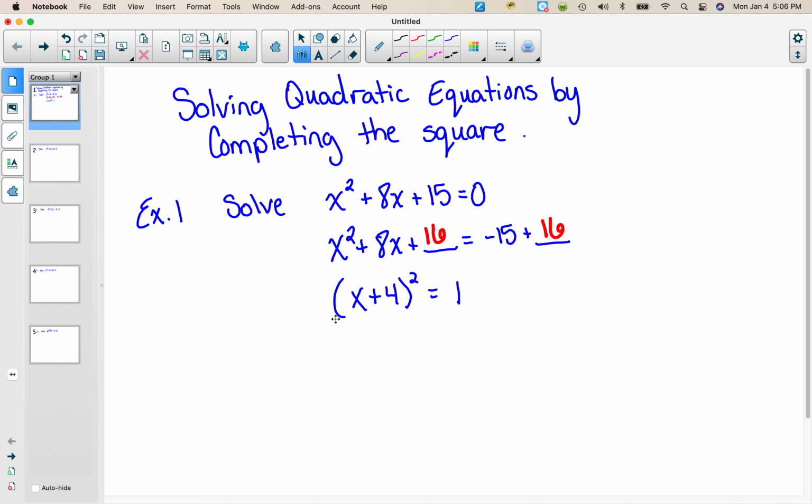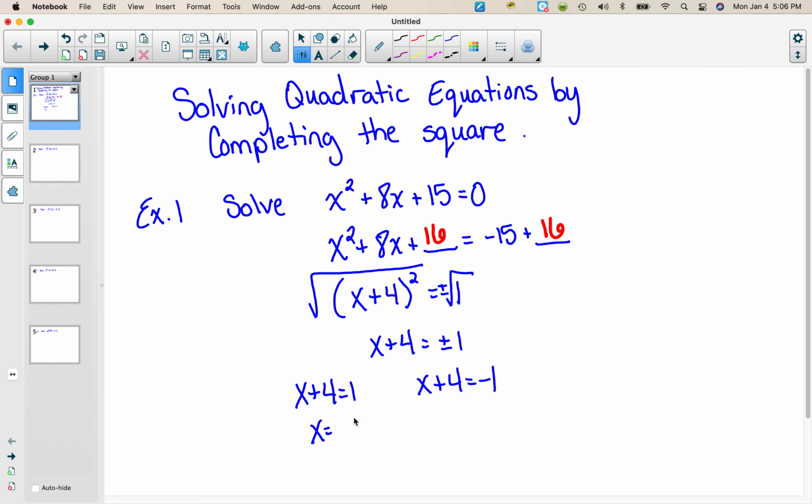And now I'm going to do the square root property, which is just to square root both sides. Don't forget it's plus or minus. The square root of 1 is just 1, so we get x plus 4. Let's get rid of that parenthesis here. x plus 4 equals plus or minus 1. So we have x plus 4 equals 1, or x plus 4 equals negative 1. So we get x equals negative 3, x equals negative 5. And those are our solutions.